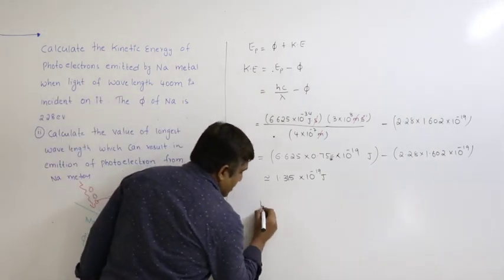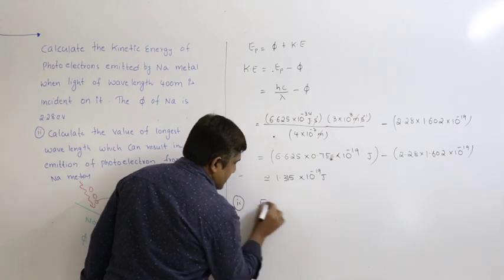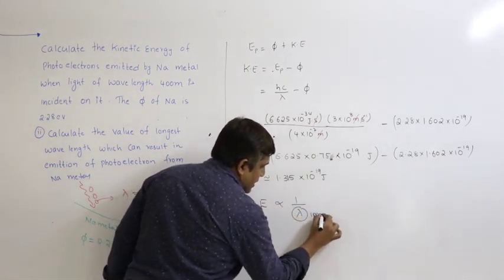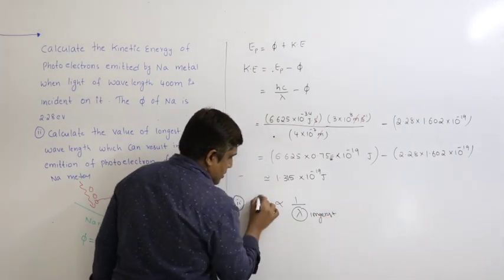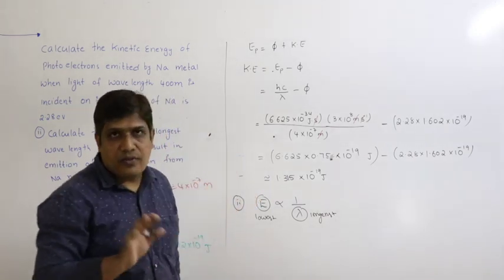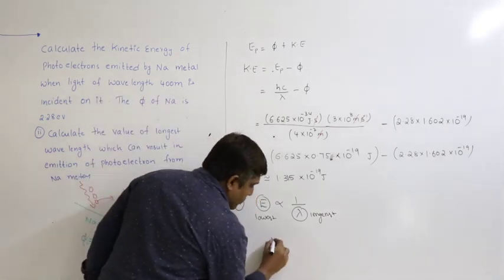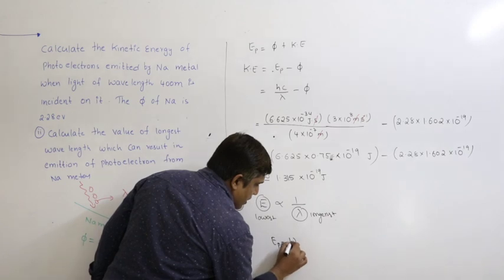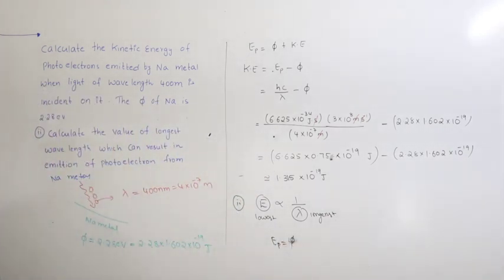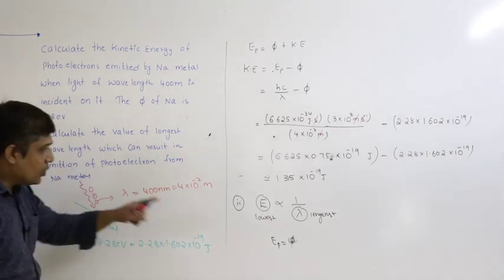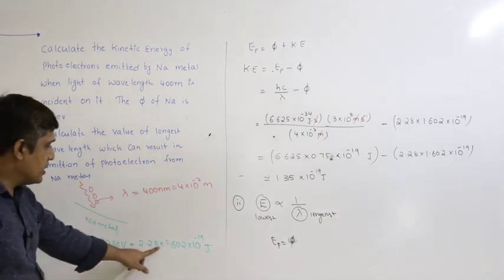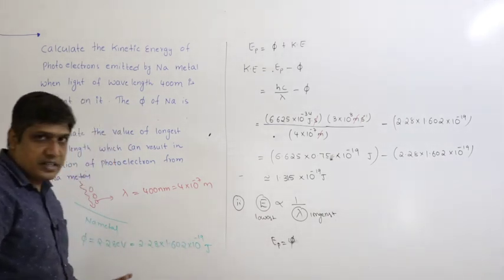So energy is inversely proportional to lambda. Longest wavelength means, since they are inversely proportional, lowest energy. So what is the lowest possible energy for photoelectric emission? Energy of photon must be equal to work function. So the photon has to provide an energy approximately equal to 2.28 into 1.602 into 10 power minus 19.